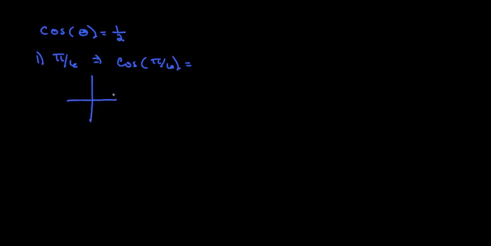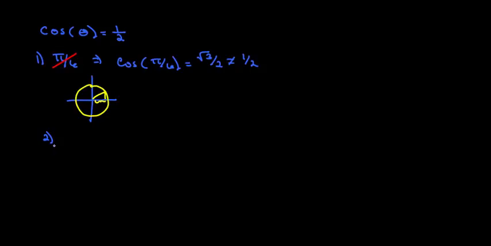let's draw that out. Is this length right here, the right measurement. And so that's going to be square root of 3 over 2, which is not equal to 1/2. Therefore, pi over 6 is not a solution.